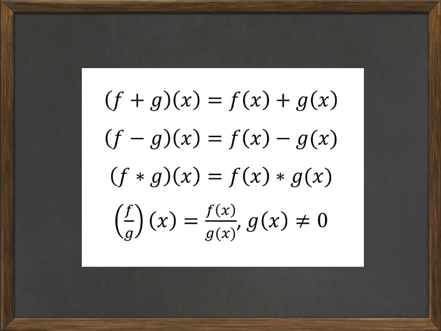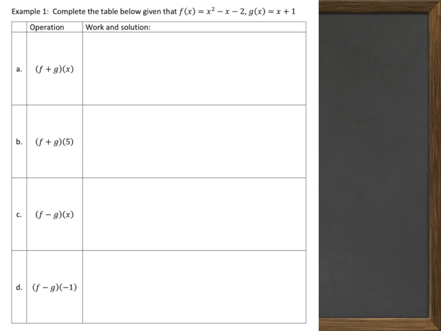Let's apply these properties in the following example. Example 1 says, complete the table below, given that f of x equals x squared minus x minus 2, and g of x equals x plus 1. So first, we're asked to interpret this symbolically. Notice that our argument is a variable. Let's just briefly look at A, B, C, and D and go through them.